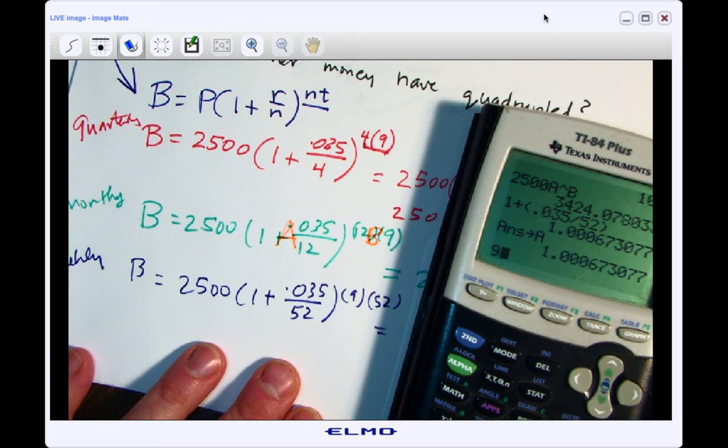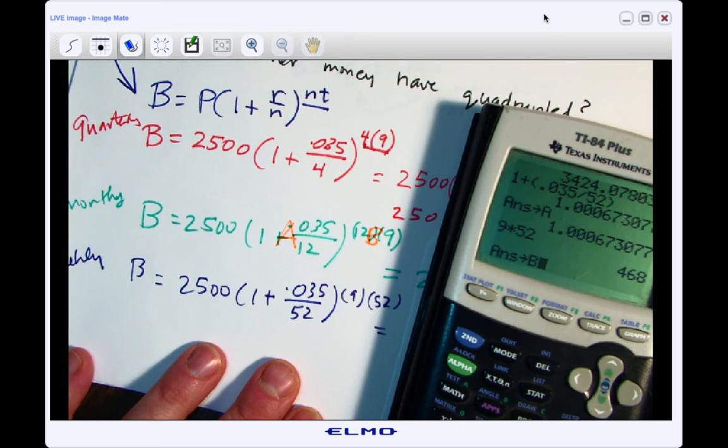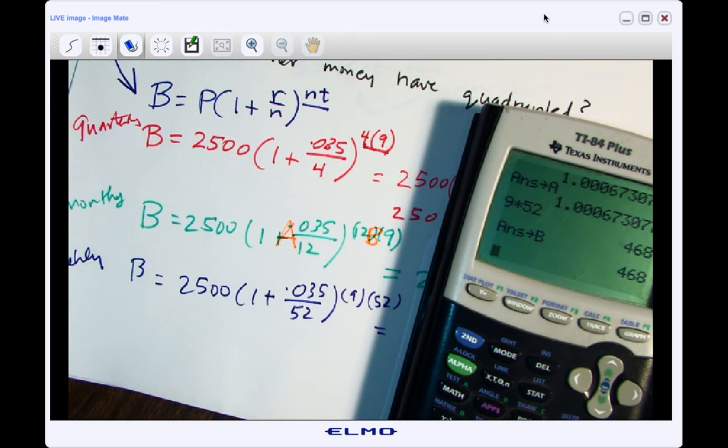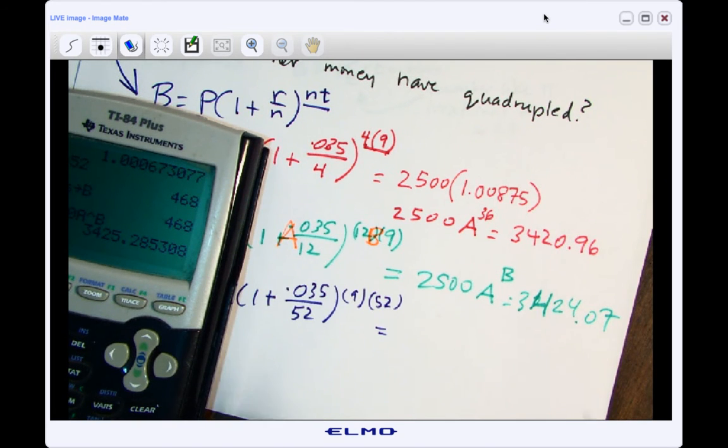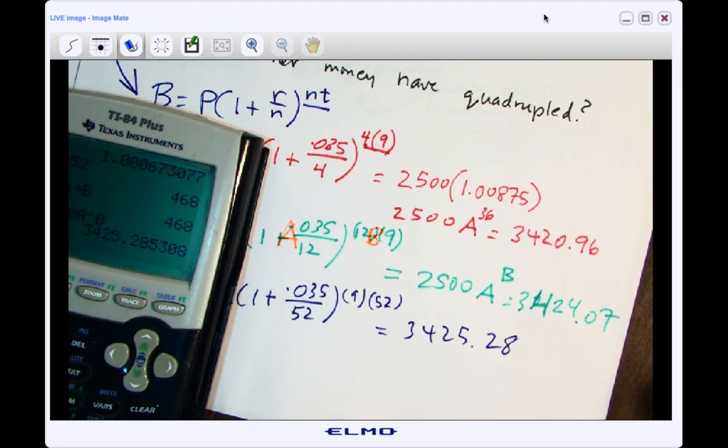I'm going to do 9 times 52, and I'm going to store that, because again, if I don't multiply those together, I'm going to need to probably do parentheses in my next equation. So again, I called it A and B, so it's going to be 2500 alpha A raised to the B. Ta-da! 3425. So that one wasn't a whole lot more. I'd like $1 more. You didn't get a ton more.